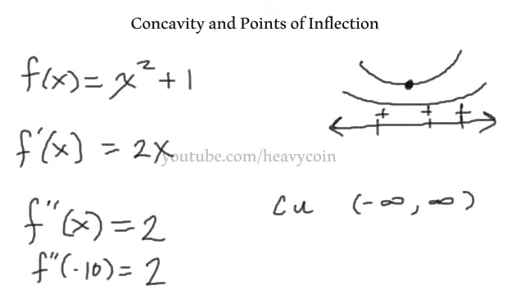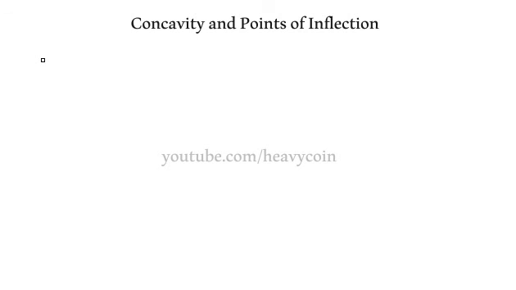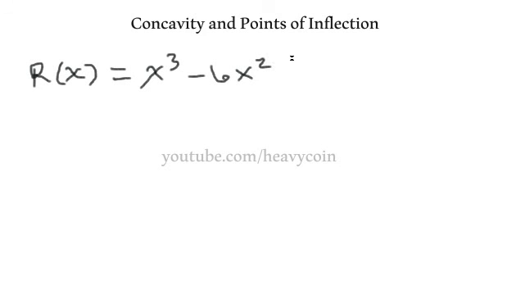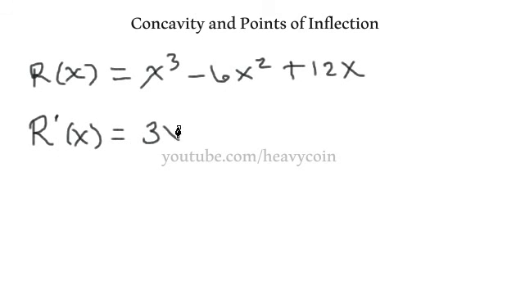Okay, well, let's look at another one. So in this one here that I'm about to write up, I don't know, we'll call the function r. How's that? So this is going to have all kinds of stuff. We got x cubed minus 6x squared plus 12x. So the first thing I'm going to do is I'm going to take the first derivative, r prime of x, gives us 3x squared minus 12x, and then plus 12.